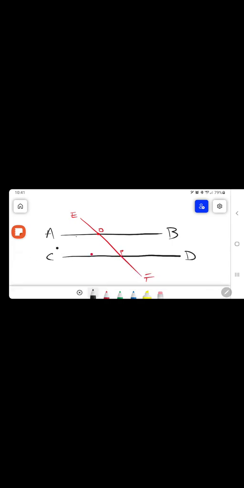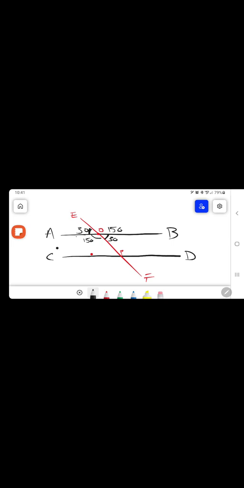Let's say that this is 30 degrees. Based off of the rules we just said, if that's 30, then that has to be 30, right? If this is 30, then this needs to be 150 to get you to 180. That means this also has to be 150. So we understand that line.